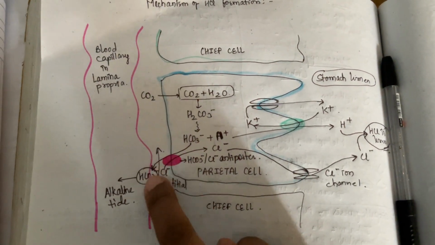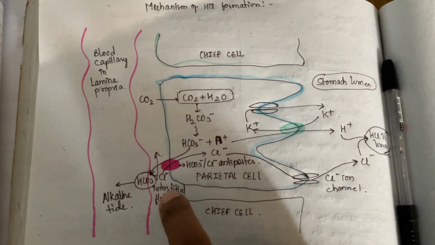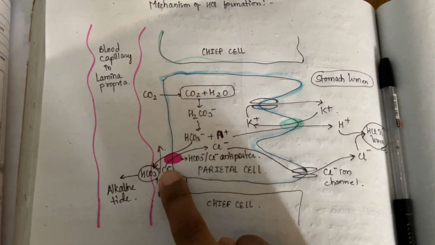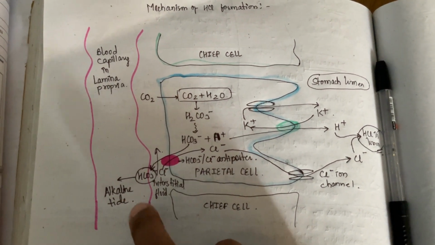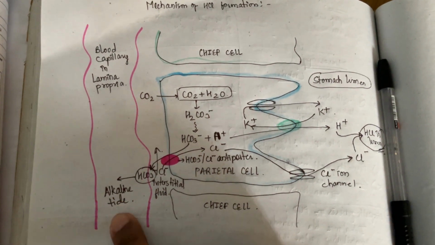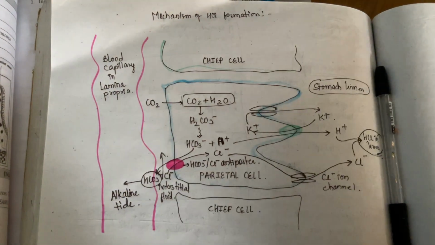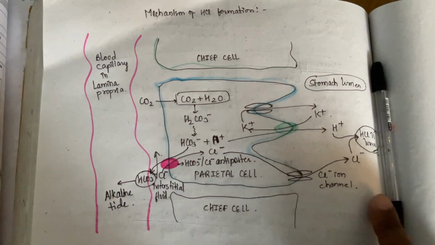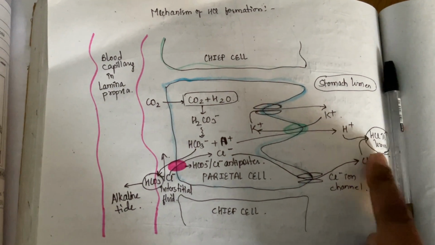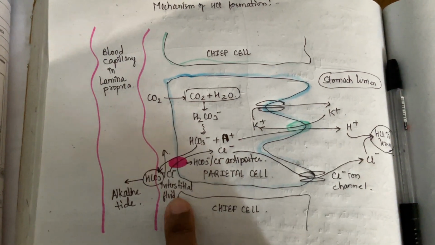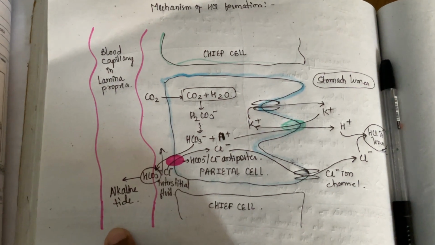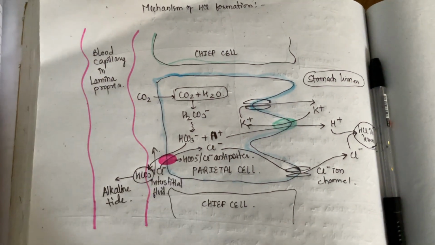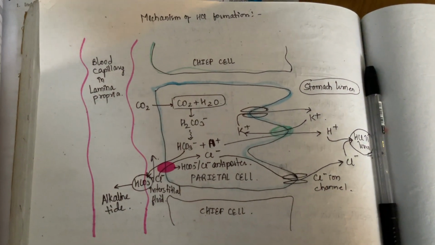Alongside, there will also be bicarbonate ions increasing in the interstitial fluid, and this will be sent into the blood capillaries, and that forms an alkaline tide. So what is very important is that more HCl secretion in the lumen accounts for more bicarbonate secretion in the blood capillaries, and that causes an alkaline tide. So that's pretty much it for the mechanism of HCl formation.